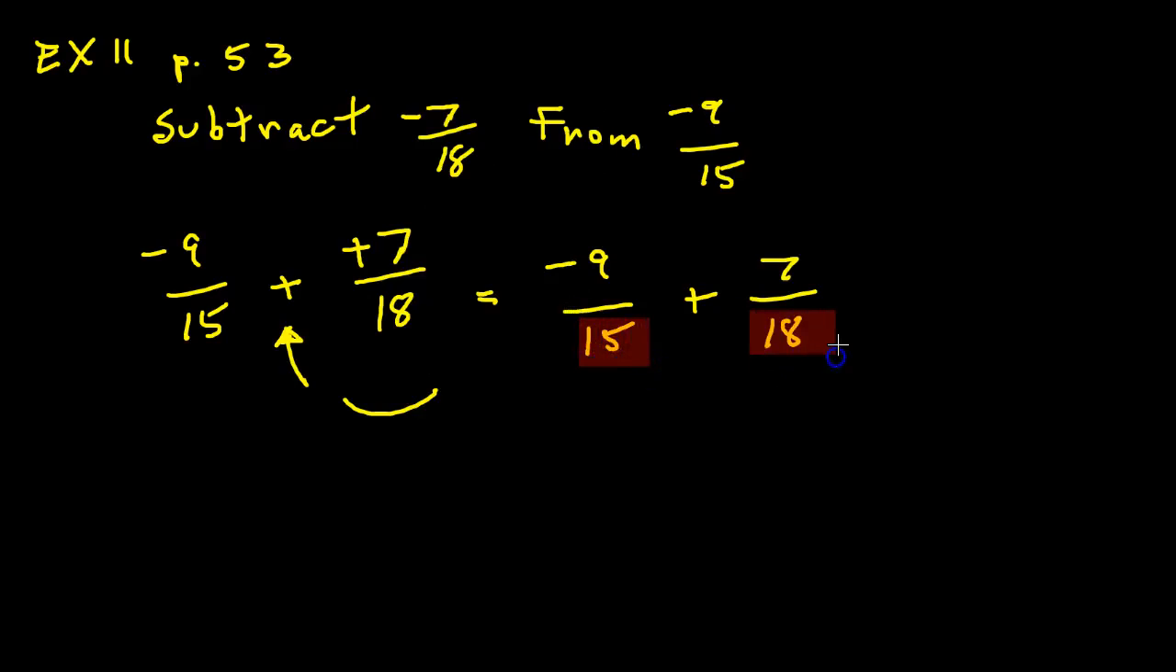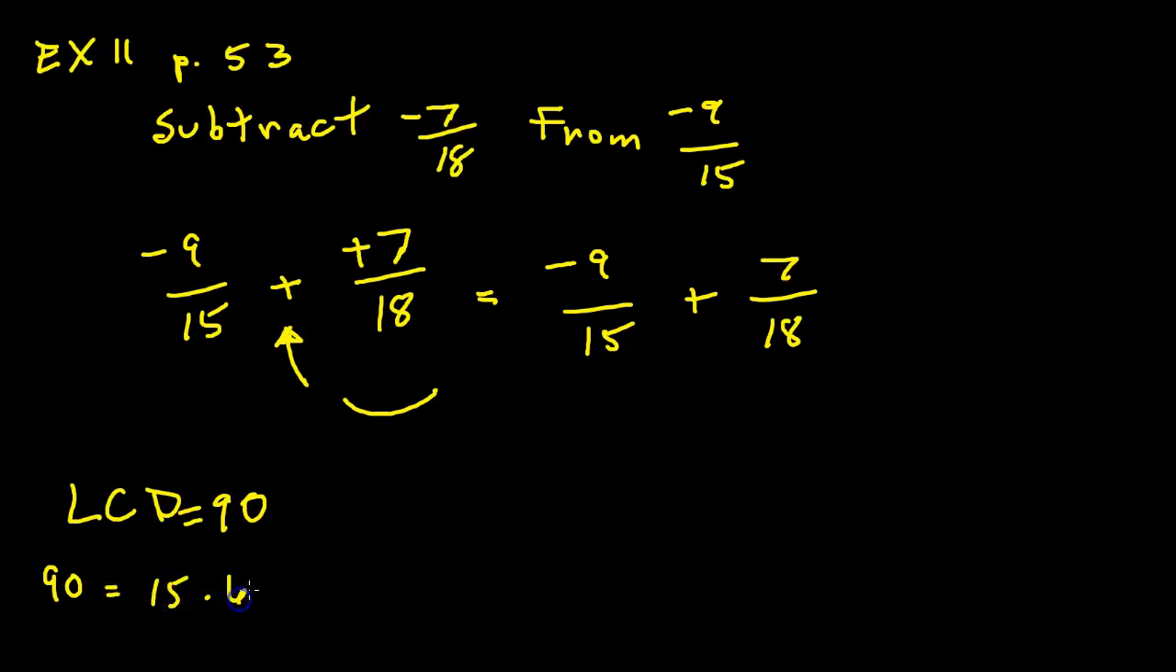What is the least common multiple or the least common denominator of 15 and 18? I'm thinking it's 90. Let me write that down. LCD 90. 90 is 15 times 6, so it's a multiple of 15. 90 is also 18 times 5. You check that. 5 times 18, yes, 90, that's right.